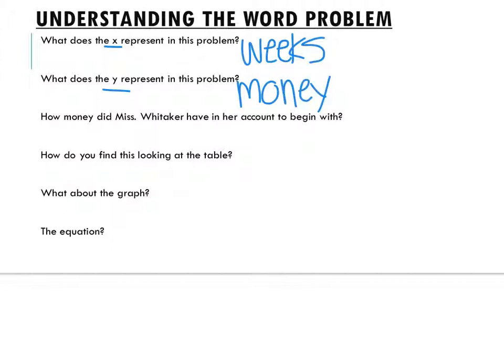How much money did Miss Whitaker have in her account to begin with? So before I started spending, before it was 1 week into this whole Starbucks extravaganza, how much money did I have? And that is my y-intercept. And if I remember correctly, it was $189 is what I started with.